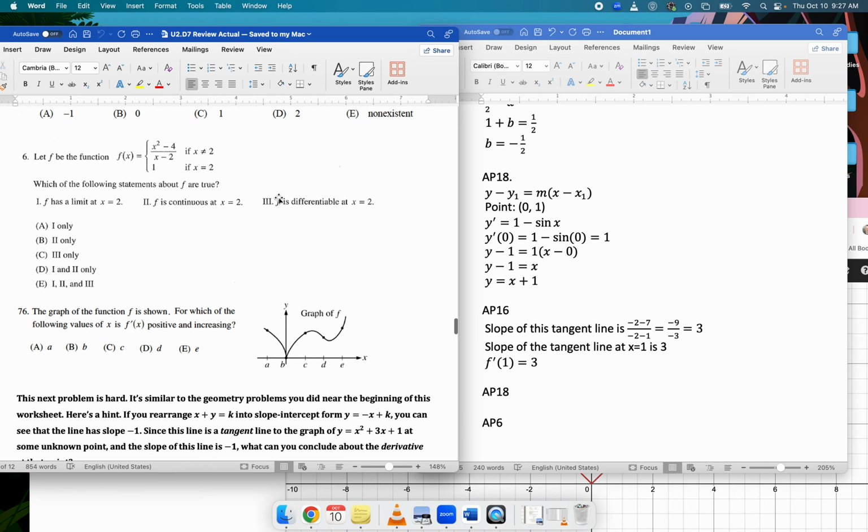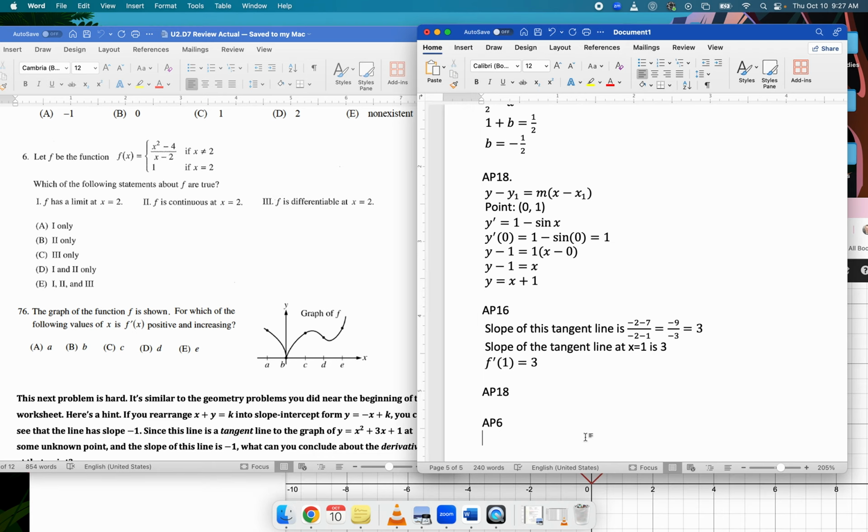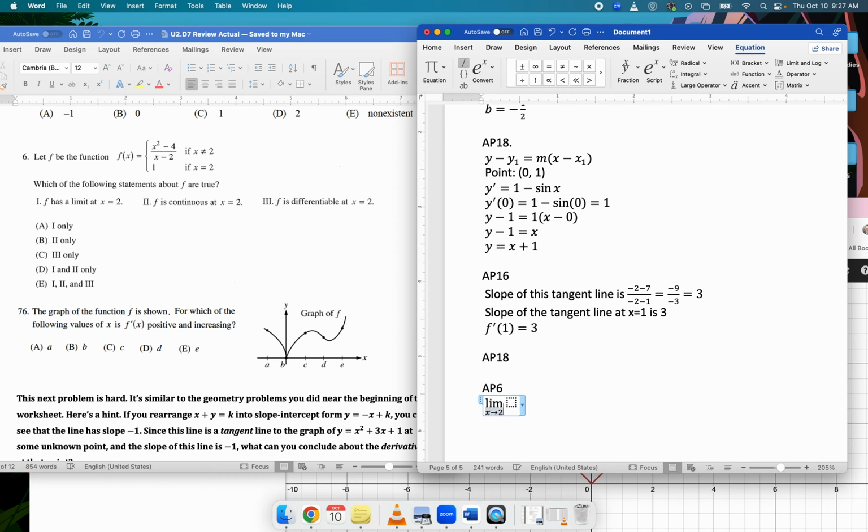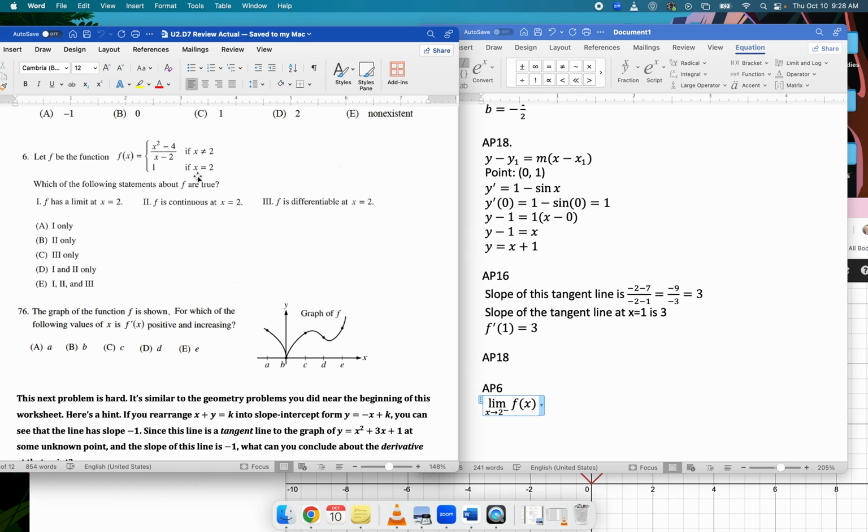AP 6. Which of the following statements is true? Okay, does it have a limit at x equals 2? Yes. Wait, maybe not. I have to check. So what they mean is, does the two-sided limit exist at 2? So you've got to check the left and right-hand limits, right? So if I approach 2 from the left, that means I'm not at 2, which means I'm using the first formula, because I'm not at 2.